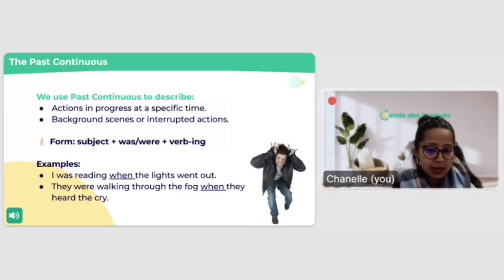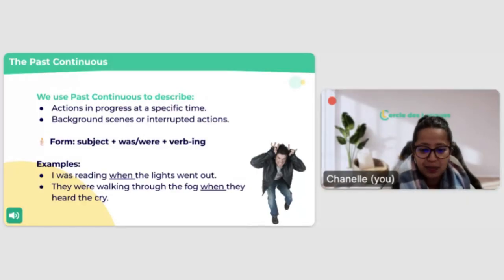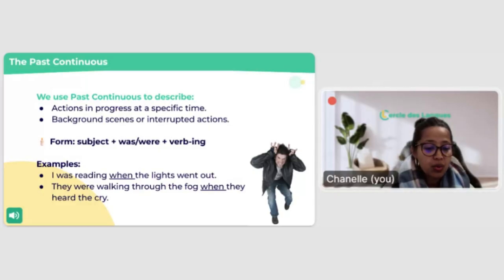Let's look at some examples. I was reading when the lights went out. So I use the past simple here because the past simple helps me with my short action. They were walking through the fog when they heard the cry.